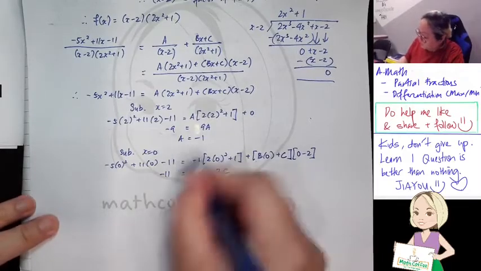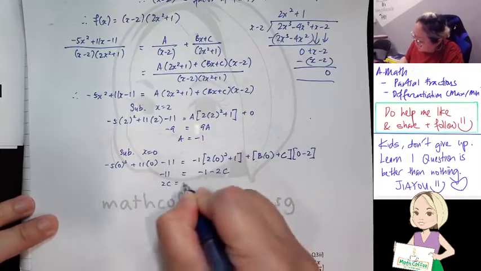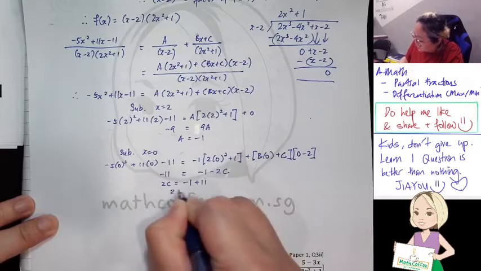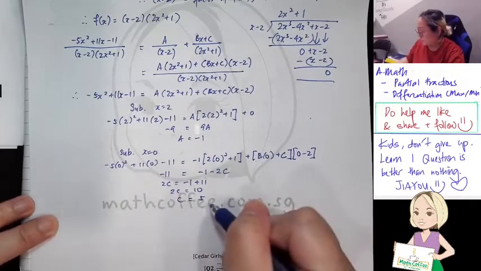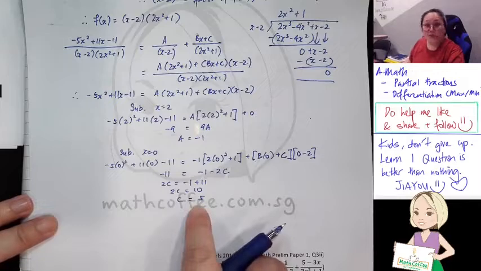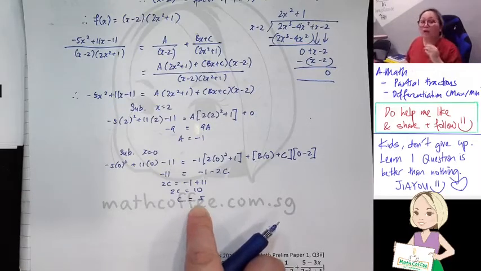Let's solve this. Bring the 2c over. So it's 2c equals to minus 1 plus 11. 2c equals to 10. c is equal to 5. So I solved my c. See, I have my a, I have my c. I'm only left with b, correct?